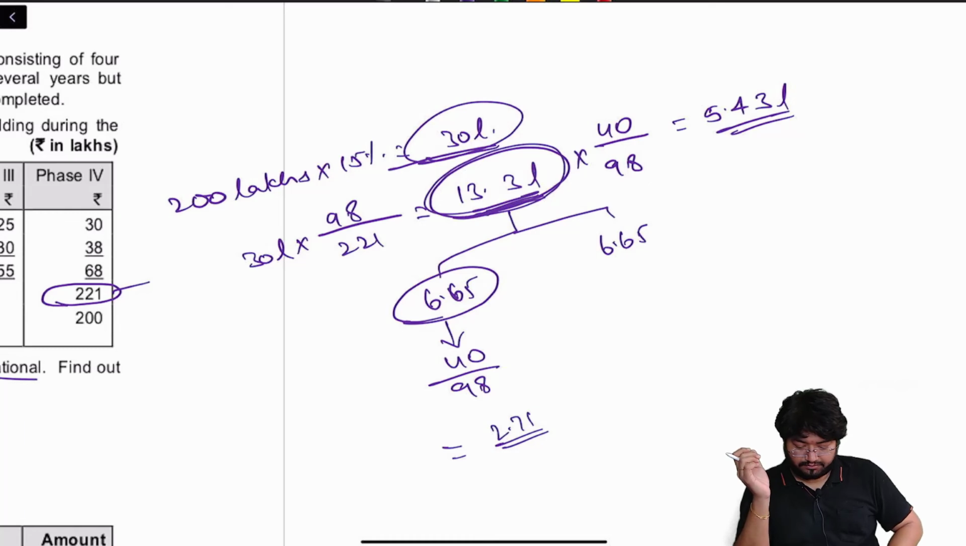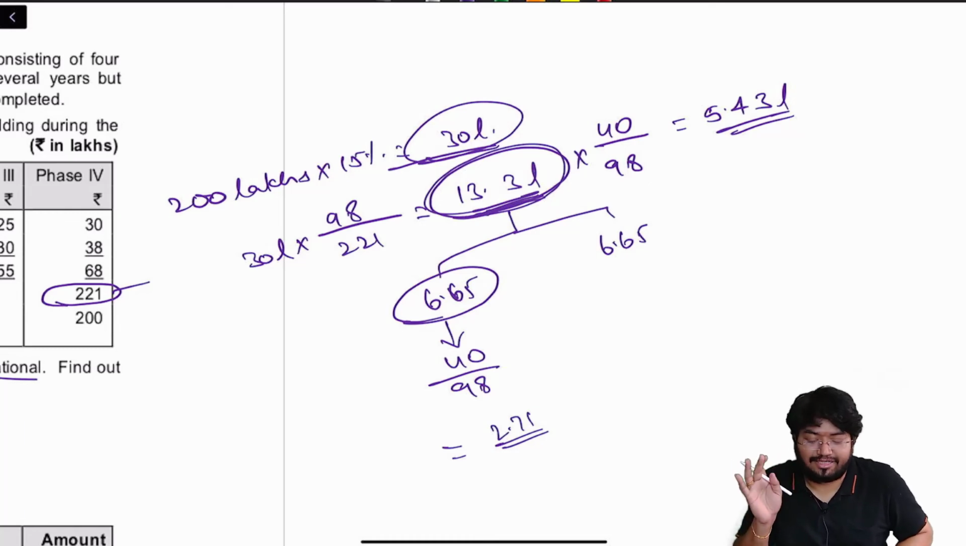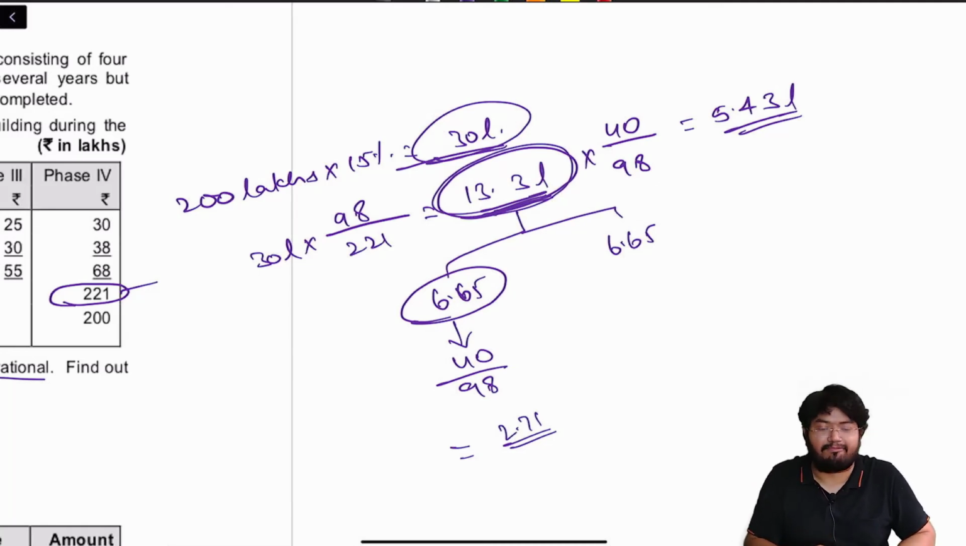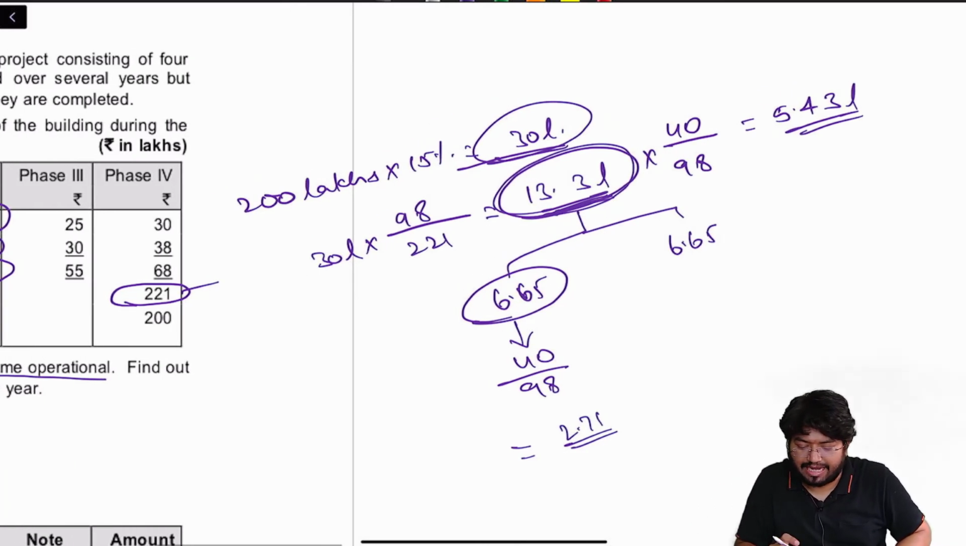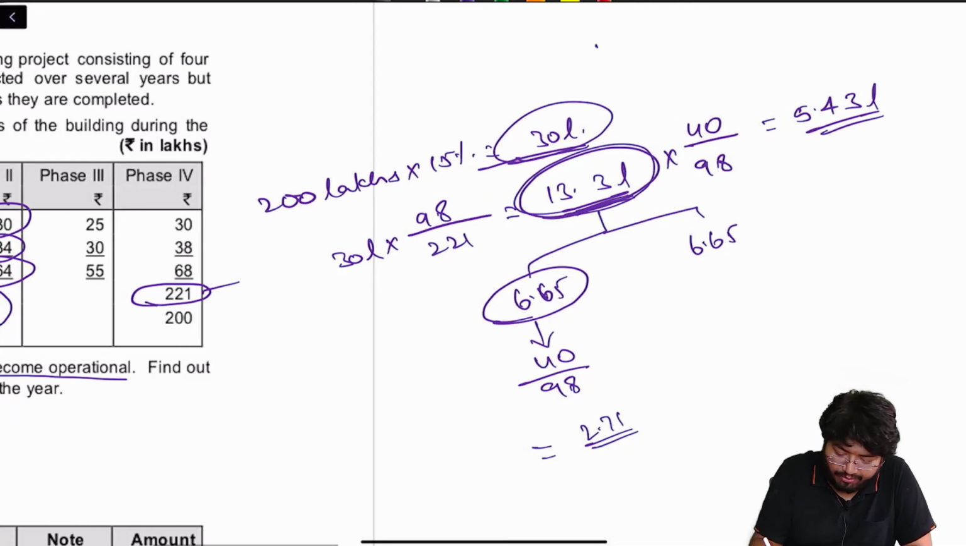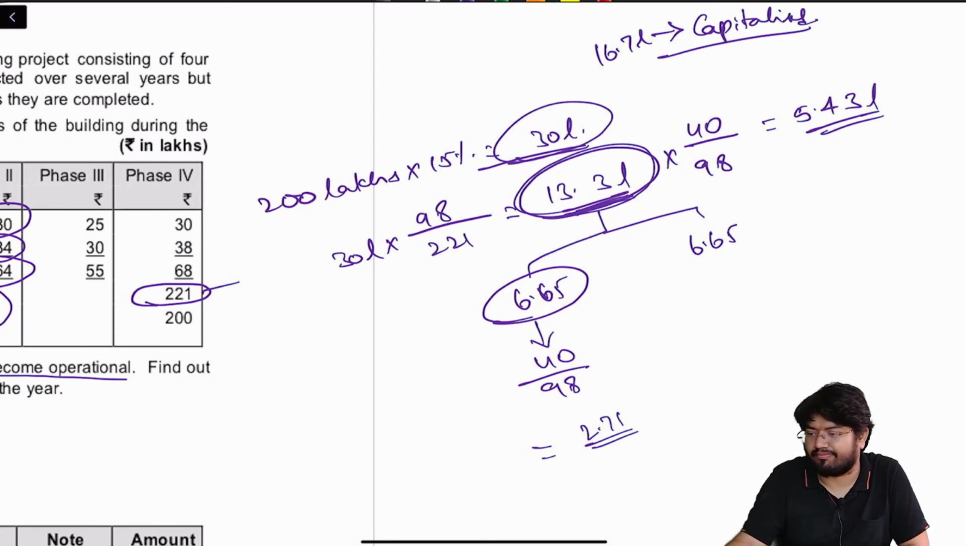Sir, there is no second thought about it. Please note, with respect to phase 3 and phase 4, you can capitalize the full value. The entire difference between 30 lakhs and 13.3, which is 16.7 lakh, can be completely capitalized. Yes or no?